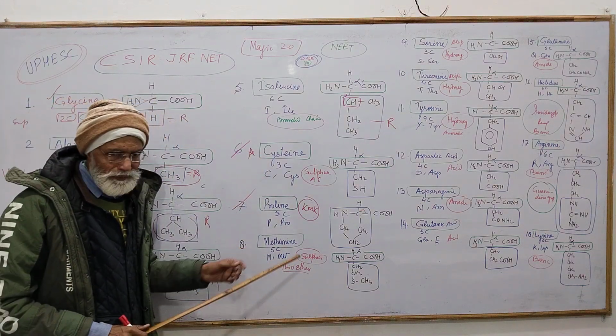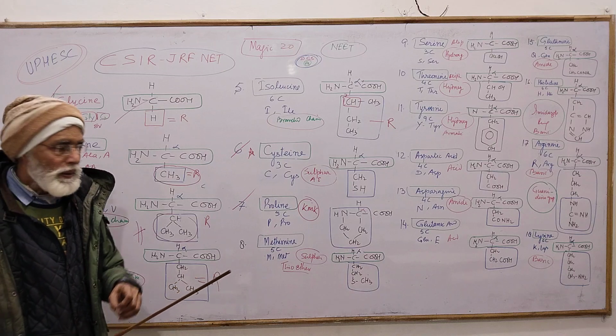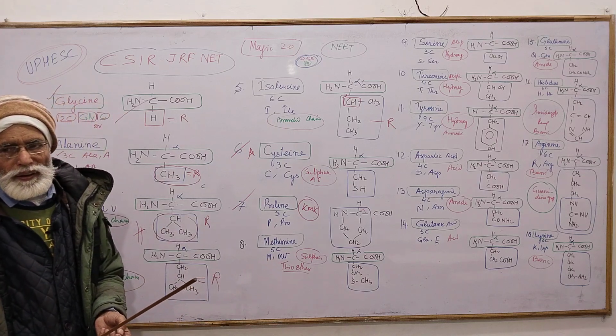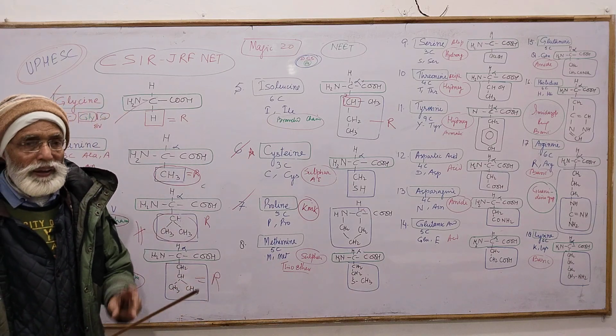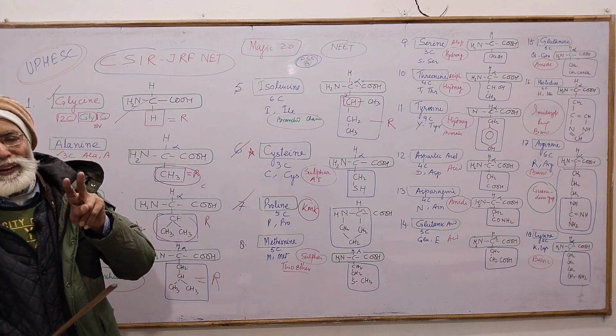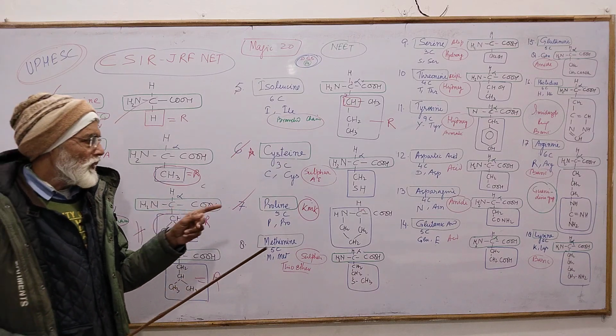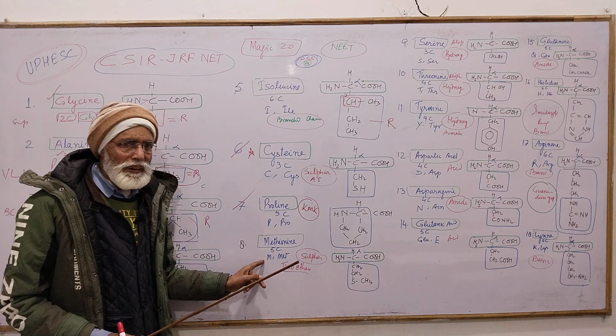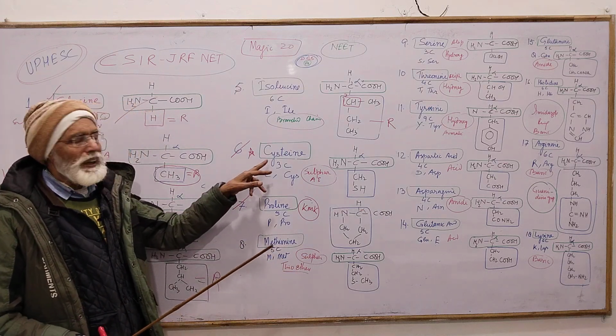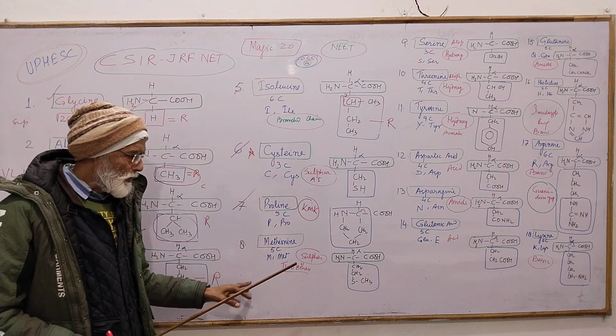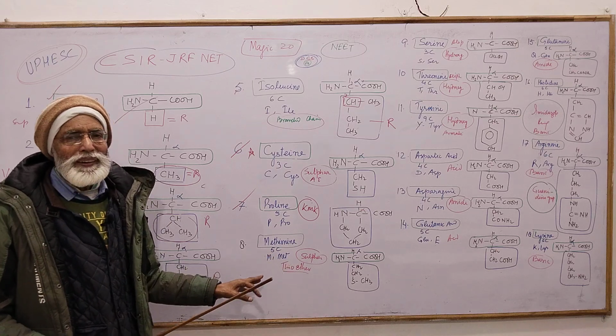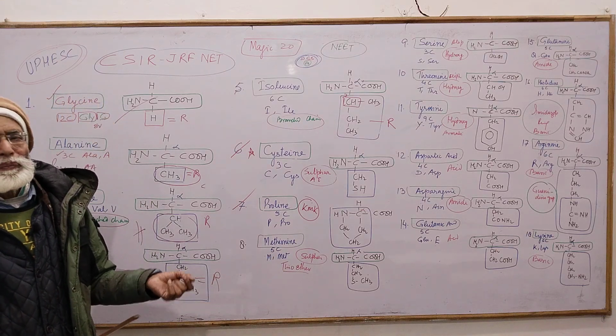Now methionine, remember this is the second sulfur-containing amino acid. In the 20 amino acids there are two sulfur-containing amino acids: the first one is cysteine and the second one is methionine. Remember that cysteine possesses 3 carbons and methionine possesses 5 carbons. Single letter M and 3 letter MET.